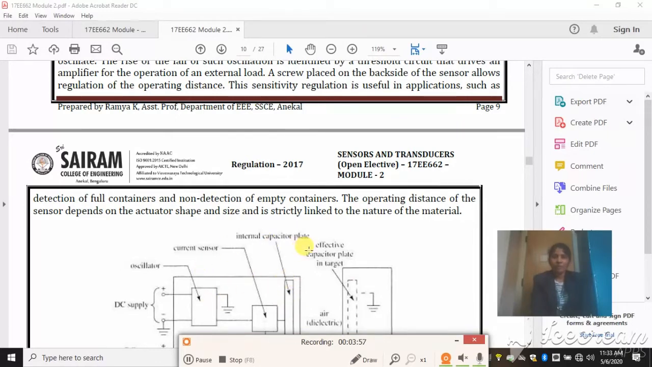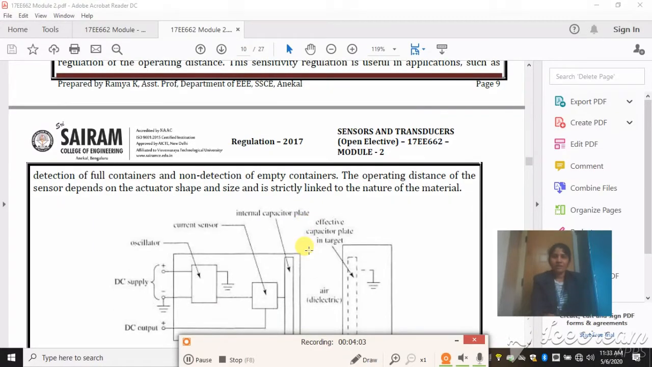A screw is placed at the back side of the sensor just to regulate the sensitivity and the operating distance. The sensitivity regulation is useful in applications such as detection of full containers and non-detection of empty containers. The operating distance of the sensor depends on the actuator shape and size and it is strictly linked to the nature of the material.